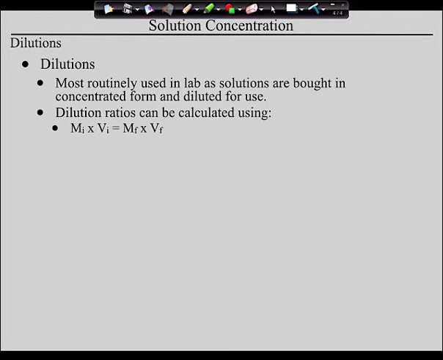So guys, it goes like this. Say that we're getting ready for lab, and we need 250 milliliters of 0.01 molar HCl. How do we make it?